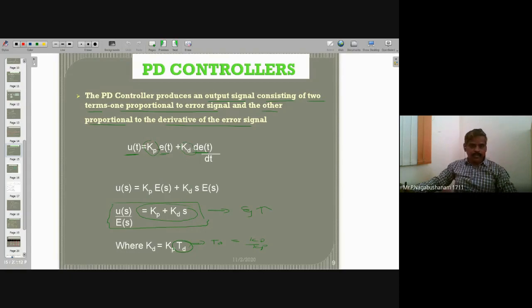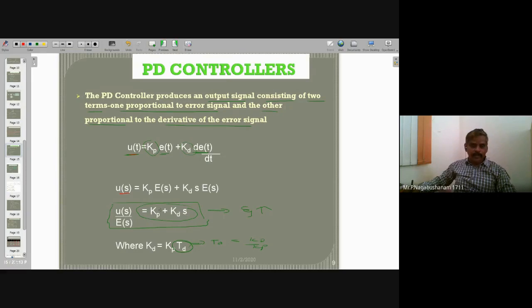To remove that proportionality, for the proportional constant I'm using Kp, and for the derivative constant, Kd. U of t is the output of the controller. I told you for any controller the input is the error signal. E is the input, and output by input is Kp plus Kd into S.